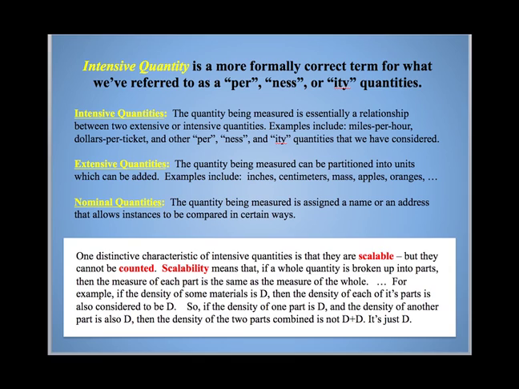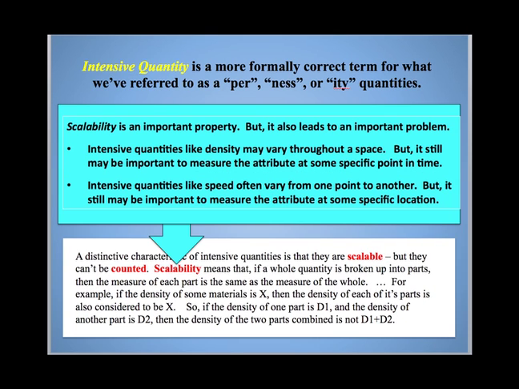For example, if the density of some material is d, then the density of each of its parts is also considered to be d. So, if the density of one part is d, and the density of another part is also d, then the density of the two parts combined is not d plus d. It's just d, because the relationship is the same for the whole as for the parts. Scalability is an important property, but it also leads to an important problem.